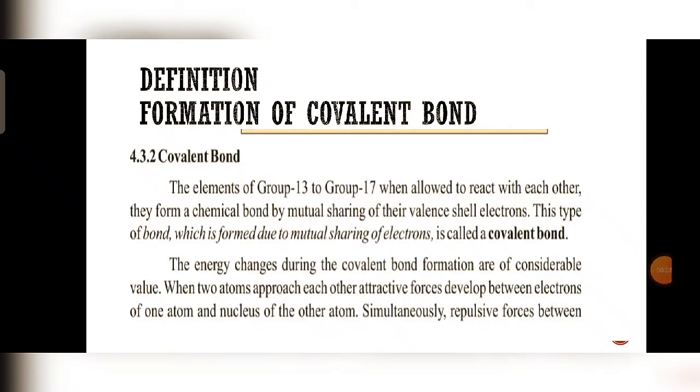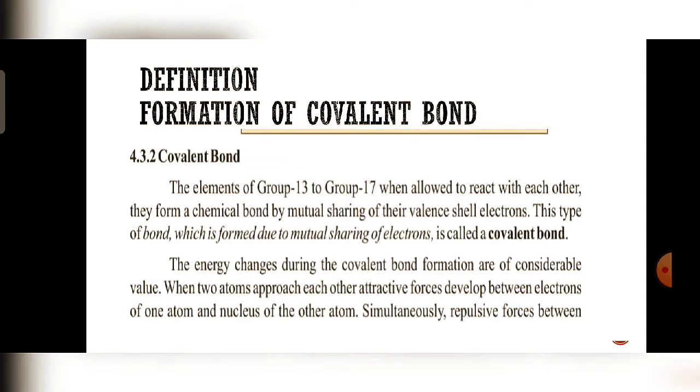How are you all? Today we will discuss the formation of covalent bond, and we know that when non-metals and non-metals react with each other, they will share and form a chemical bond by mutual sharing of electrons from their valence shells. And we know that the elements of groups 13 to 17 belong to non-metals, and they have incomplete valence shells, and they complete their octet by sharing of electrons between them.